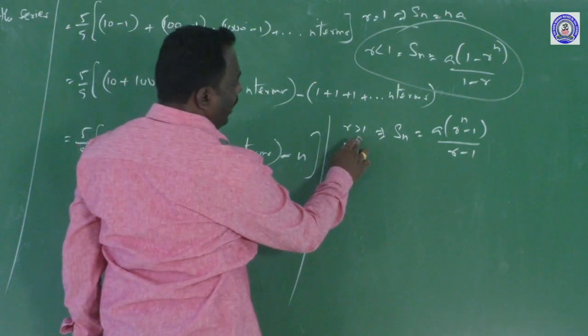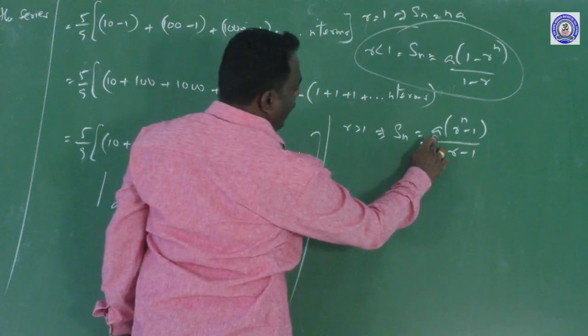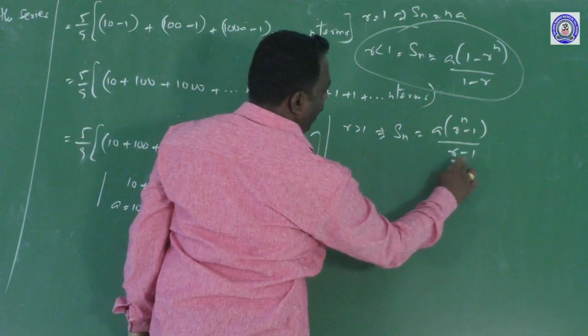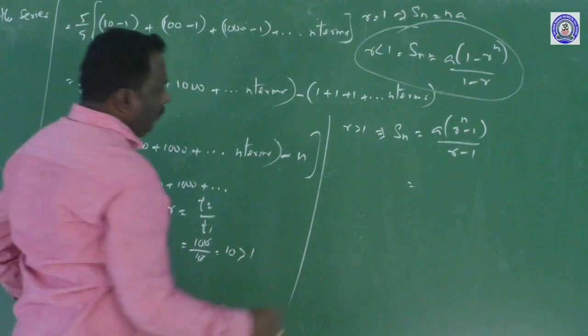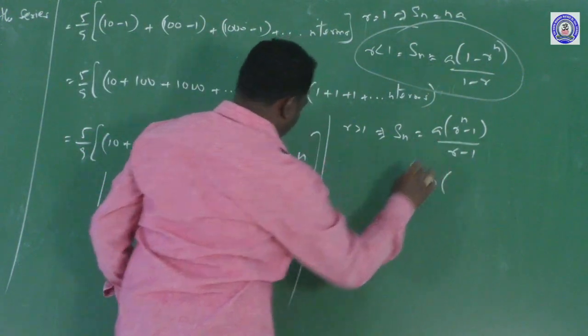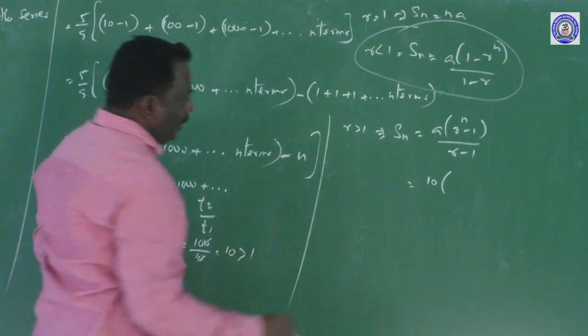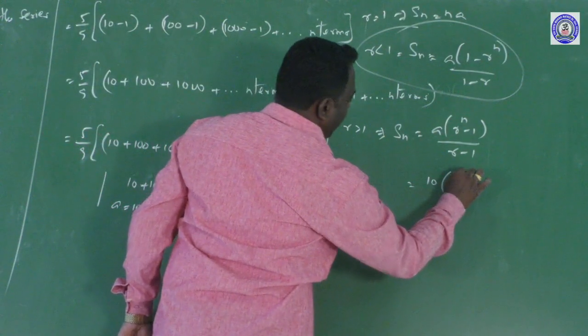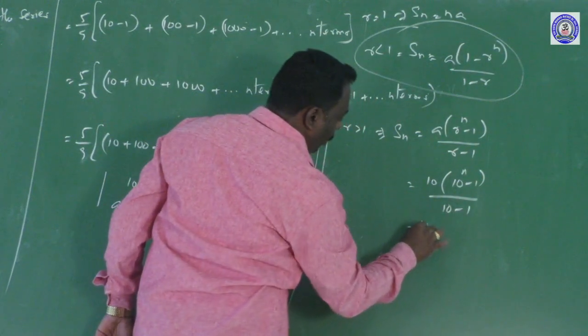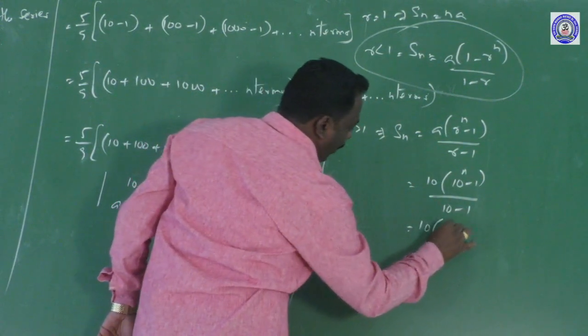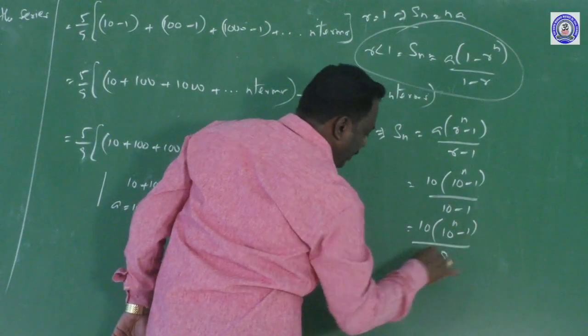Now r is greater than 1, so Sn equals a into r power n minus 1 by r minus 1. We know the value of a is 10. Then what is the r value? The r value equals 10. So it is 10 power n minus 1 by r value 10 minus 1. It is equal to 10 within the bracket, 10 power n minus 1 by 9.